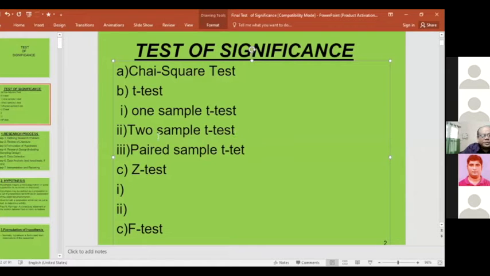Now coming to the tests of significance. I was informed to cover the chi-square test, then the t-test: one sample t-test, two sample t-test, paired sample t-test. And in the case of the z-test, there are three or four cases. If time permits, I will cover all the cases. The F test, I will begin with the F test. These things I'm being asked to cover manually, not with SPSS. Now, let me first begin with some background about the research.